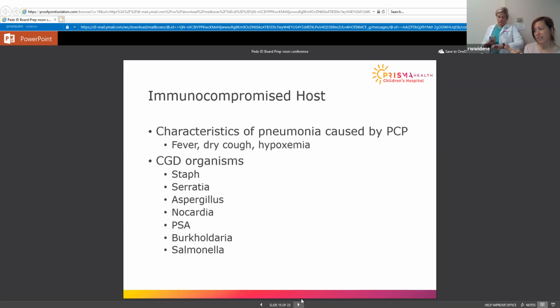Immunocompromised host, sorry, cancer people, I got nothing for you on here. PCP: fever, dry cough, hypoxemia. I did not do any immunodeficiency states, but on all your immunodeficiencies, CGD will be on your boards and you better know your pathogens for CGD. That list right there will be on your boards.